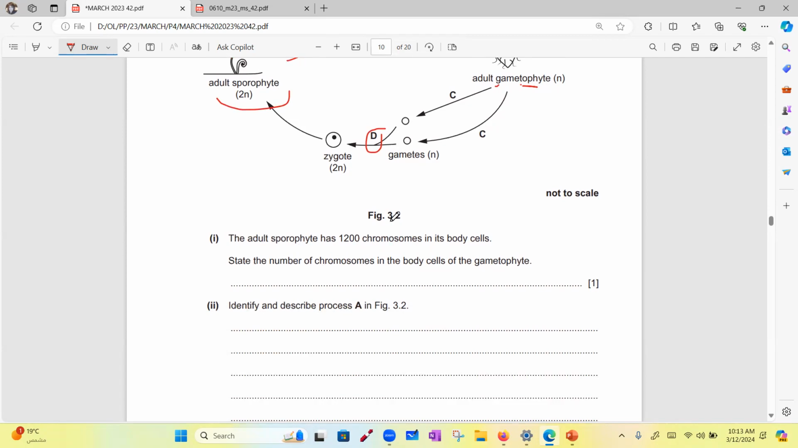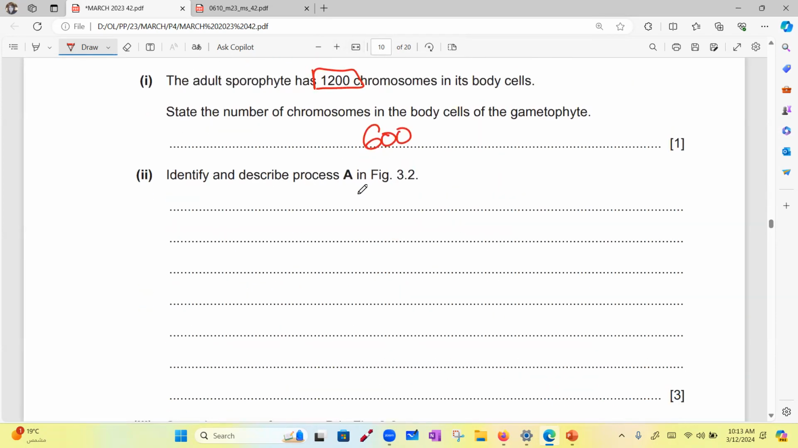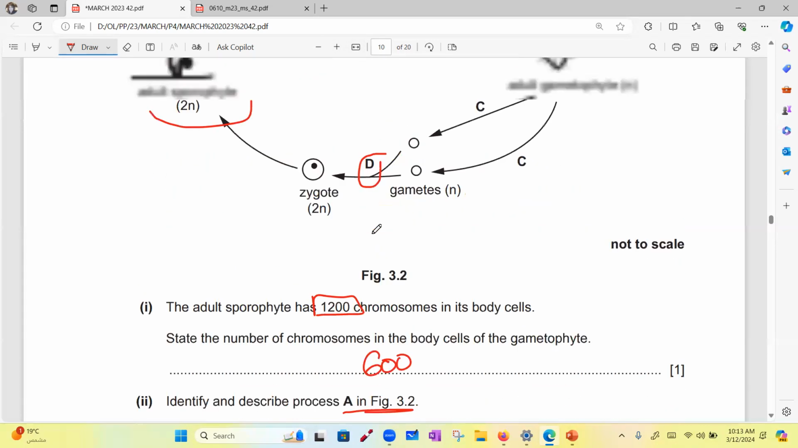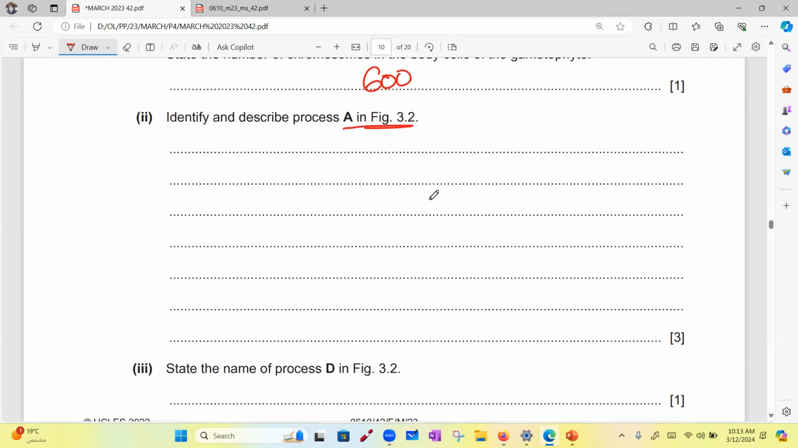If the adult sporophyte has 1200 chromosomes, the gamete, yes, 1200 divided by 2, this will be 600. You all know how we got it? Yeah, divided by 2, okay, because this is diploid and this is haploid. Identify and describe process A. What is process A? Meiosis. Now, remind me, what is meiosis? I want at least 3 sentences to describe meiosis.